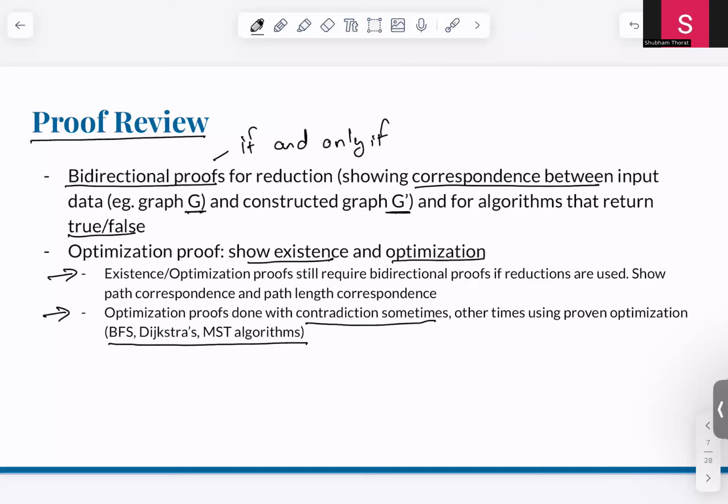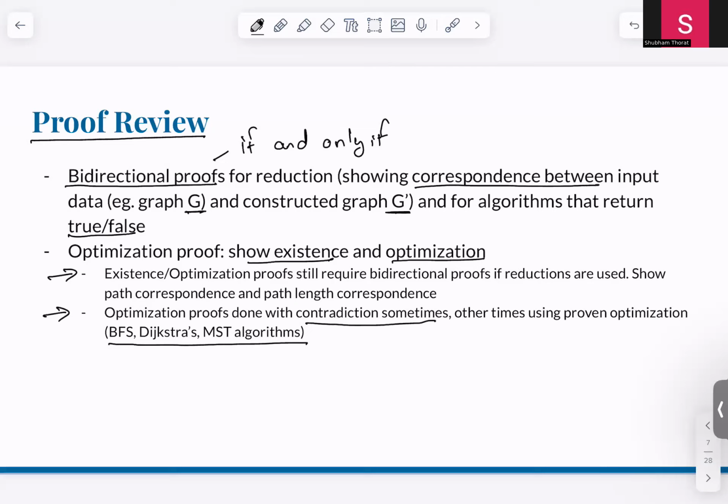Is there any question regarding proofs and proving techniques? Is it clear? Oh, sorry, yeah. Do you have a specific homework question number that covers bidirectional proofs and optimization proofs? Like, do you know which homework does which one?